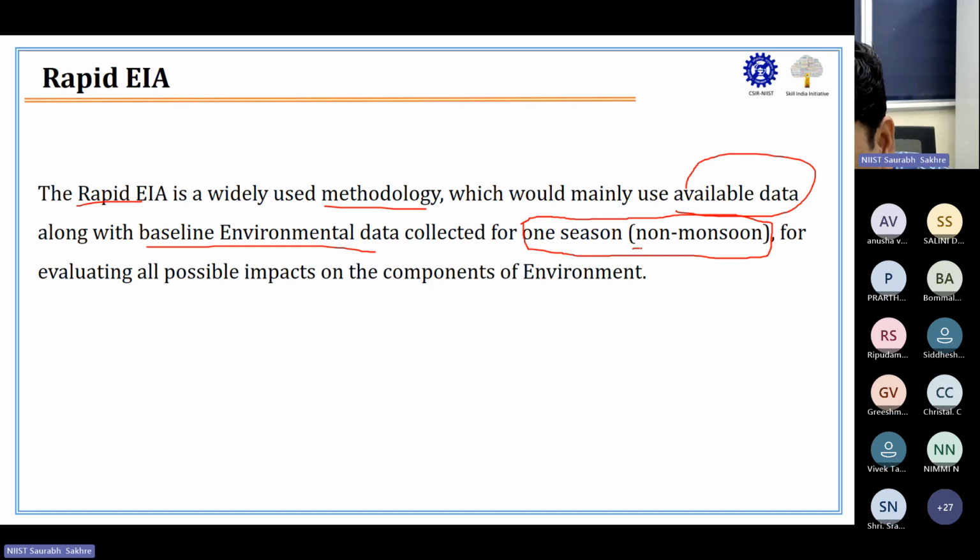It should be non-monsoon, because if you take values in the monsoon season, those values will not be representative. Suppose you have taken ambient air quality, or water quality. At that time the particulate matter will settle down, so you will not get a representative value of PM10 and PM2.5, and water will be in diluted form because of the rainfall. There also you will get all the values within permissible limits. That's why one important aspect of rapid EIA is that it is a one-season study in the non-monsoon season.